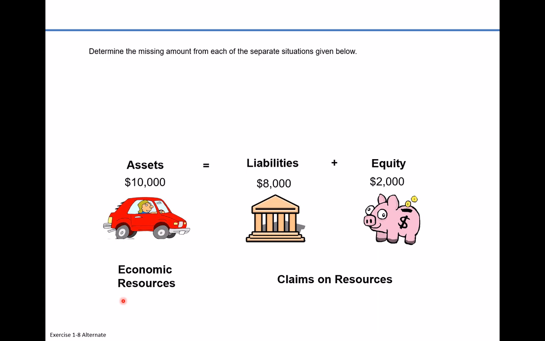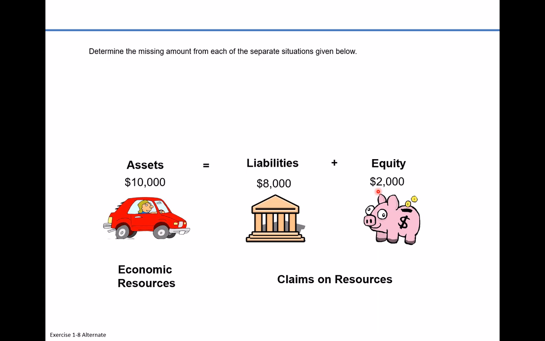In this scenario, the economic resource that you have is this thing called a car for $10,000. And there are two claims on that car. The bank has a claim, that's your creditor. They have a creditor claim for $8,000, and we simply call creditor claims liabilities, who you're liable to. Now you, as the owner, also have a claim. You have a $2,000 claim. That's your owner's claim, or your equity as we call it.